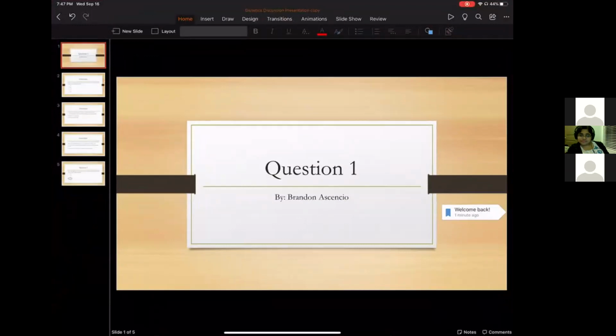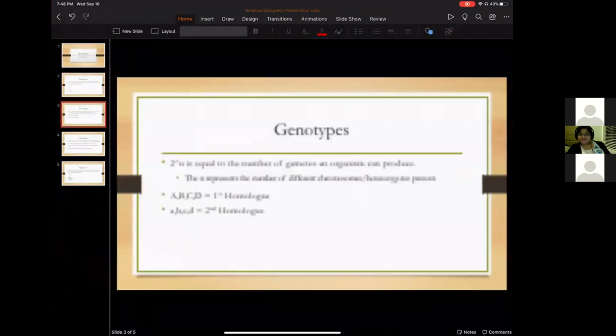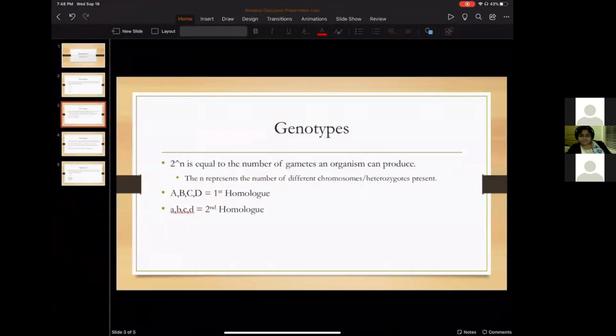All right, perfect. I had question number 1. My name is Brandon, and my question was, how many different kinds of gametes can be produced by an individual with the genotype A, B b, C c, D d, E e, and F f? Obviously, different ones are capitalized. In this situation, 2 to the nth power, 2^n, is equal to the number of gametes an organism can produce. The n represents the number of different chromosomes or heterozygotes present. The capital letters represent the first homologue, and the lowercase letters represent the second homologue.